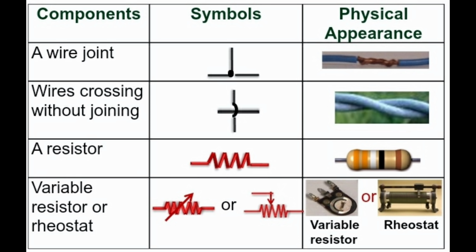Then we have the resistor, the symbol of the resistor and its physical appearance. Next, the variable resistor or rheostat. A variable resistor is nothing but a resistor in which we can vary the values, whereas a resistor has a fixed value. In a variable resistor we vary the values, and we can vary the configuration whatever we need.